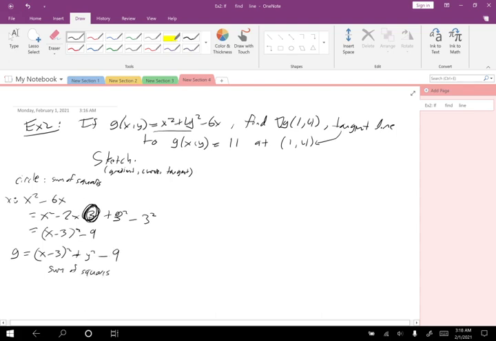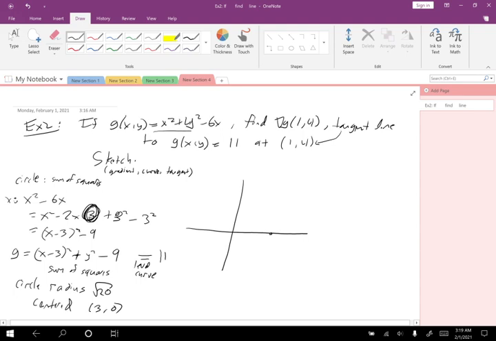Minus 9. So that's clearly a circle. Now our level curve sets g equal to 11. So it's the circle of radius square root of 20, centered at (3, 0). So we can draw this thing pretty easily.